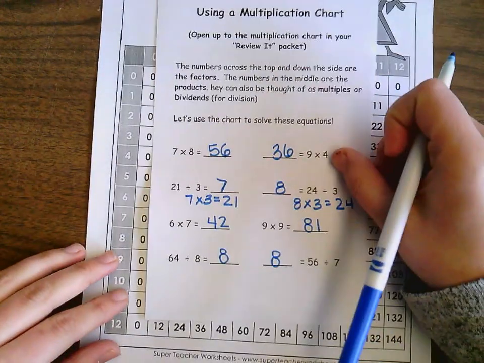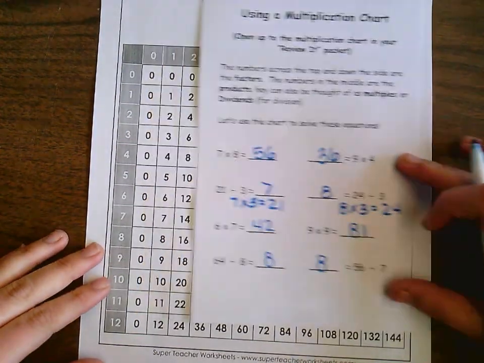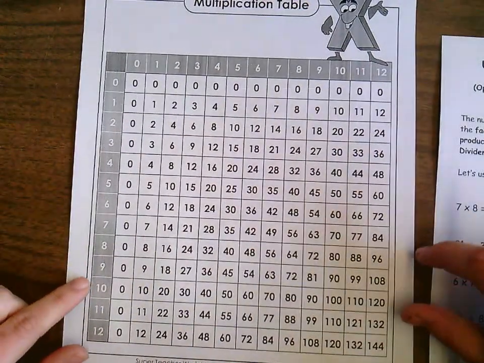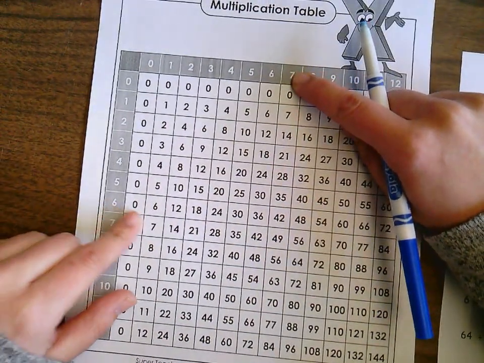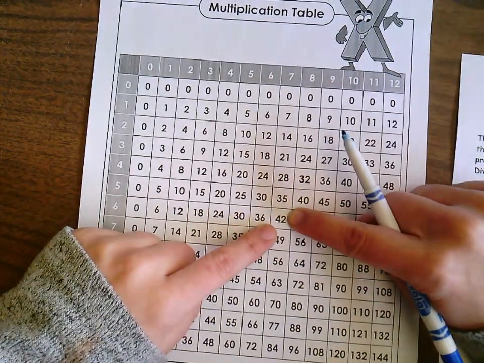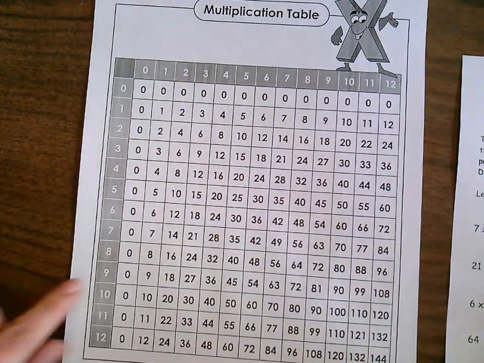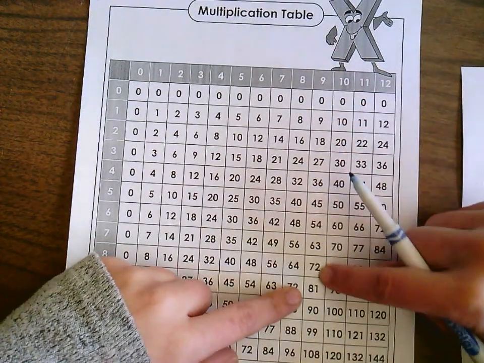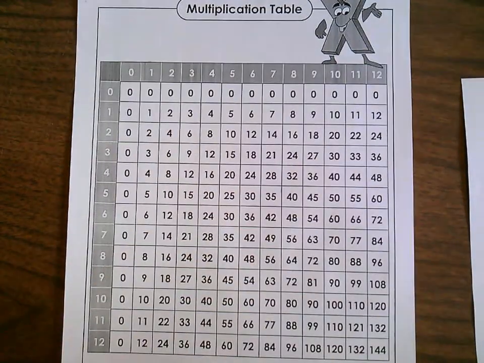All right, check yourself and see how you did. We're going to go over how to do each of these ones. So let's look at 6 times 7. Remember, find your factors on the sides until you get to your product. So 6 times 7 is 42. Now let's do 9 times 9. Follow it all the way down until you meet at 81. So our product is 81.